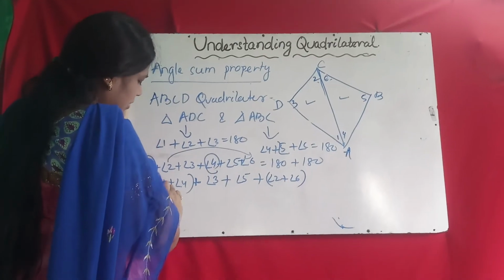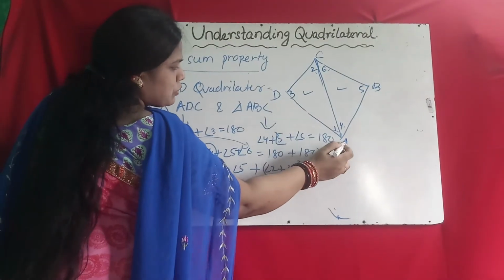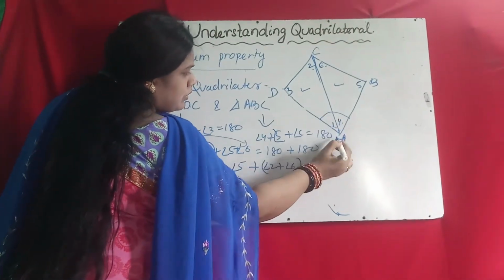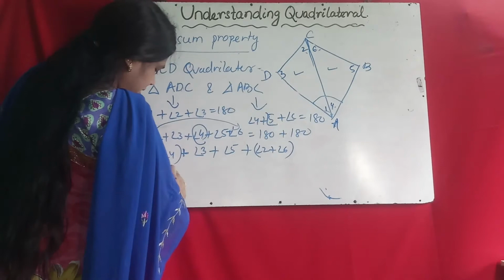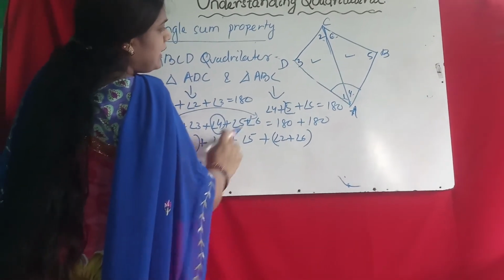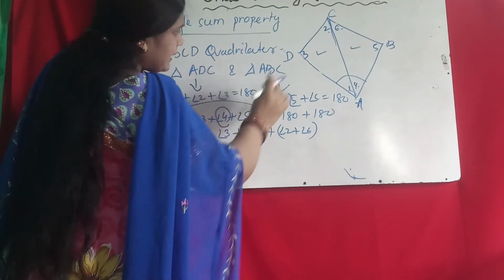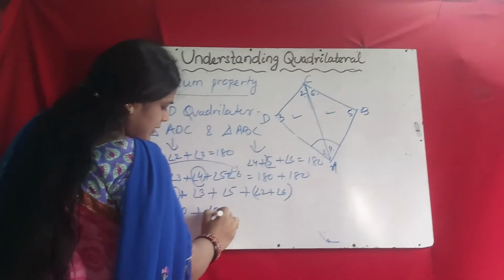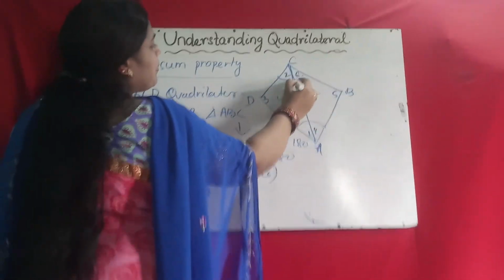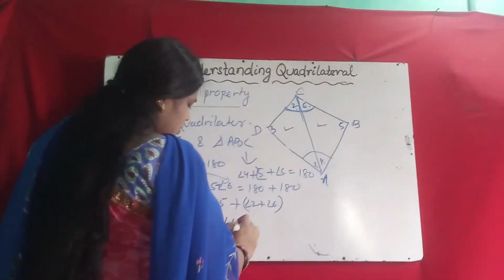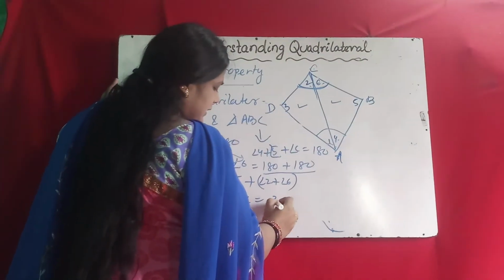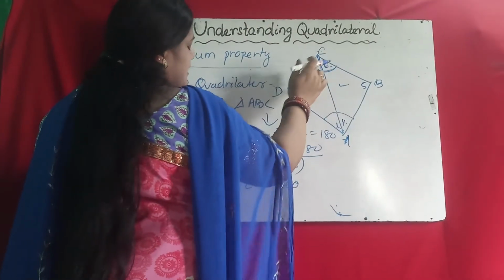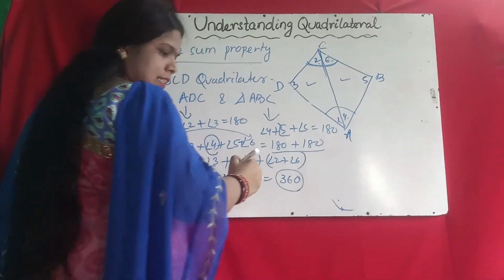So angle 1 plus 4 means total it is angle A. Then angle 3 is angle D. Then angle 5 is angle B. Then 2 plus 6 is completely angle C. And the right side, 180 plus 180, means 360 degrees. So angles A, B, C, D added together give 360 degrees.